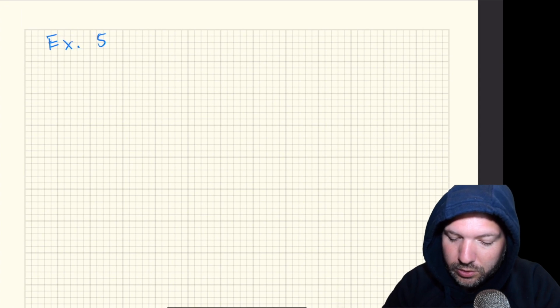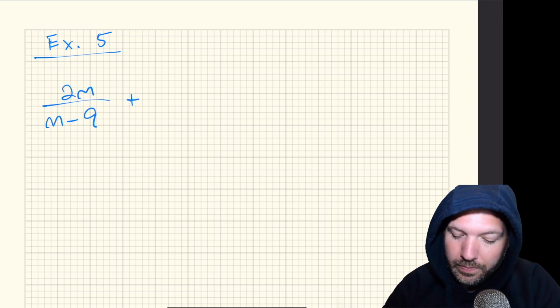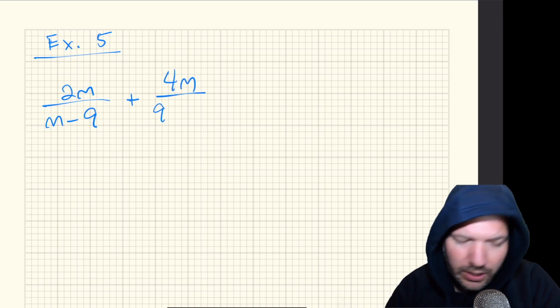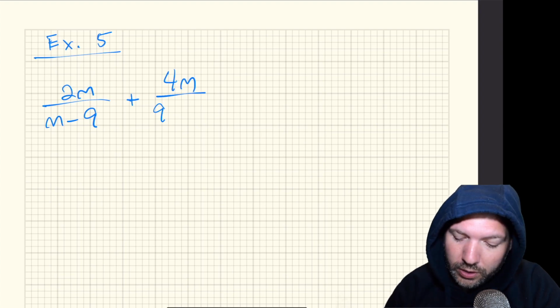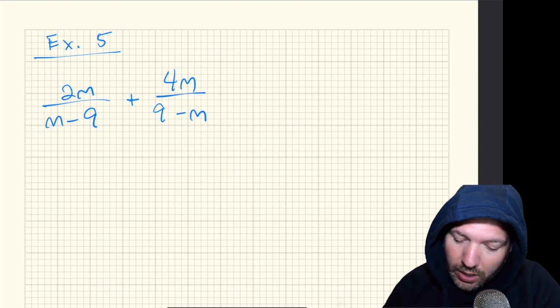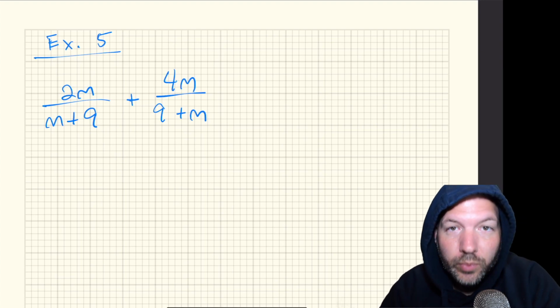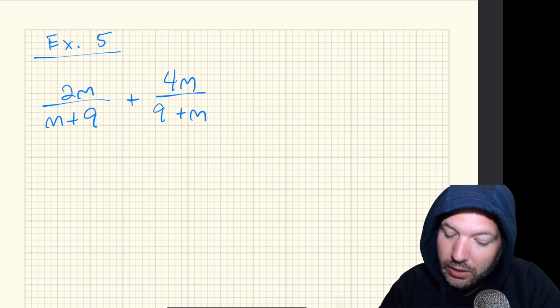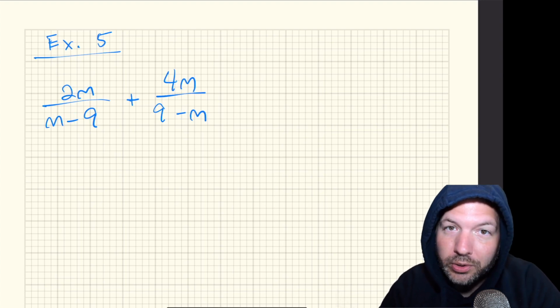I mentioned earlier this one, there was something that was a little bit strange, but hopefully not too terribly strange. So let's take 2m over m minus 9, and let's say we want to add 4m over 9 minus m. Are these like denominators? If this was, say, m plus 9 and 9 plus m, we would say for sure, because addition is commutative, right? The order makes no difference. However, with subtraction, that's not really true.